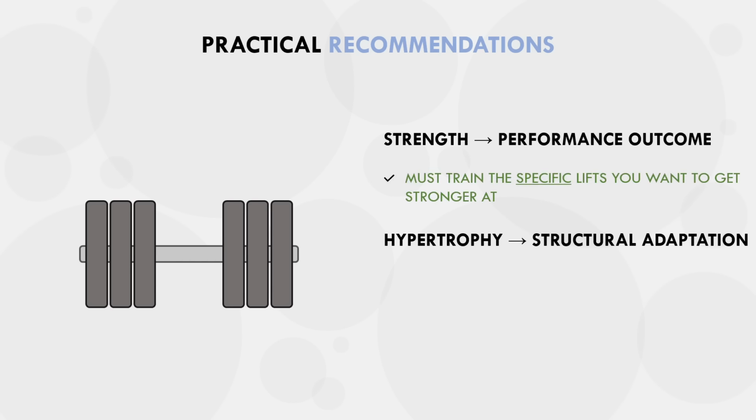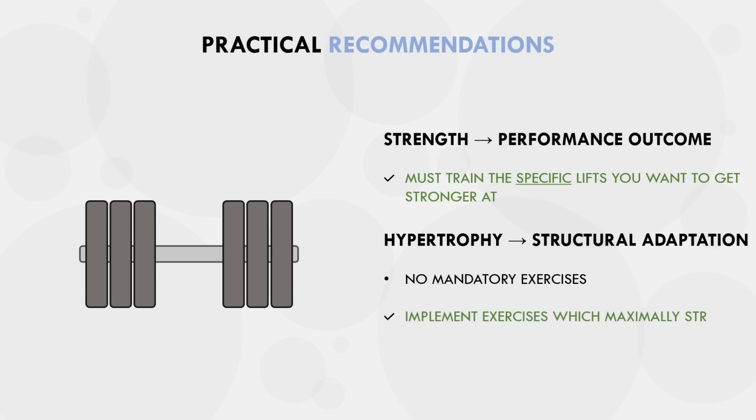This is because neural and technical adaptations follow the principle of specificity, meaning we only get better at what we practice. On the other hand, there are no mandatory exercises for hypertrophy training. This is because hypertrophy adaptations are triggered by muscle stress through dynamic resistance training. So for hypertrophy, we want to implement the exercises which significantly stress the target muscle and also which have a low fatigue cost. This will provide the best hypertrophic stimulus while simultaneously minimizing injury risk.